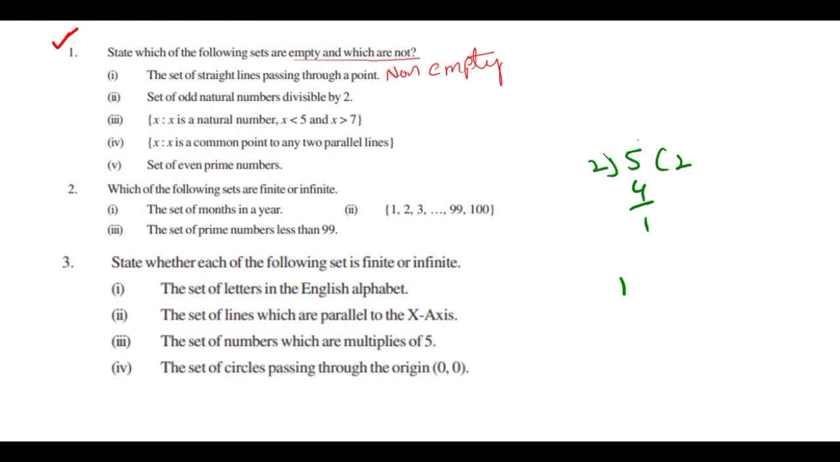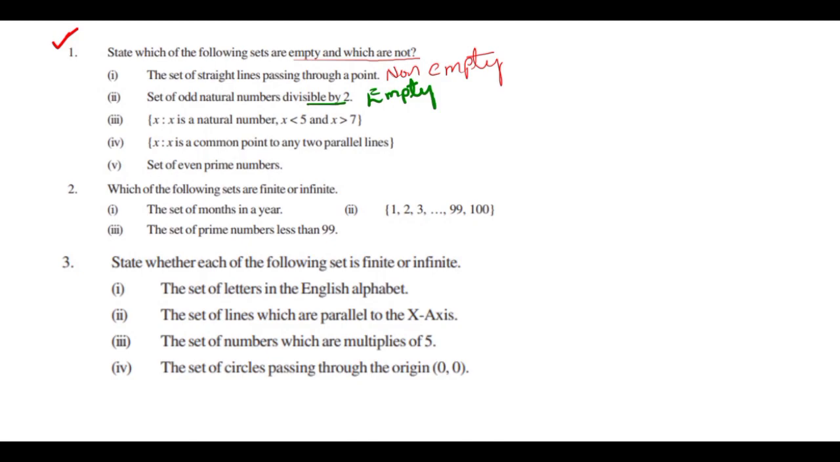15 also: 2 7s are 14, remainder we get 1. That means if you divide an odd number by an even number like 2, the remainder you will get is 1, correct? That means odd numbers are not divisible by 2, so it is an empty set. Okay, because you can't find the elements of this set of odd natural numbers divisible by 2, it is empty.